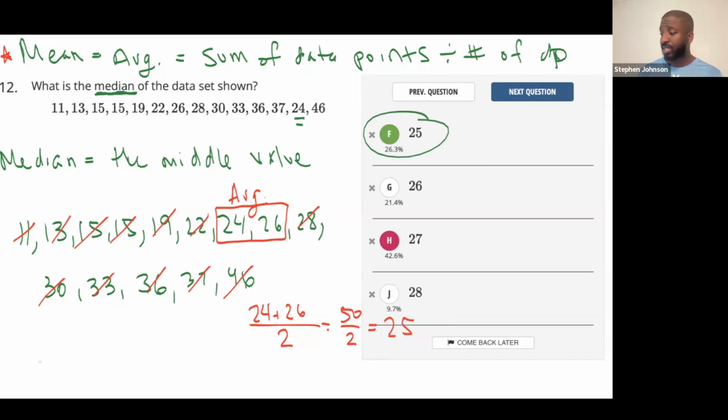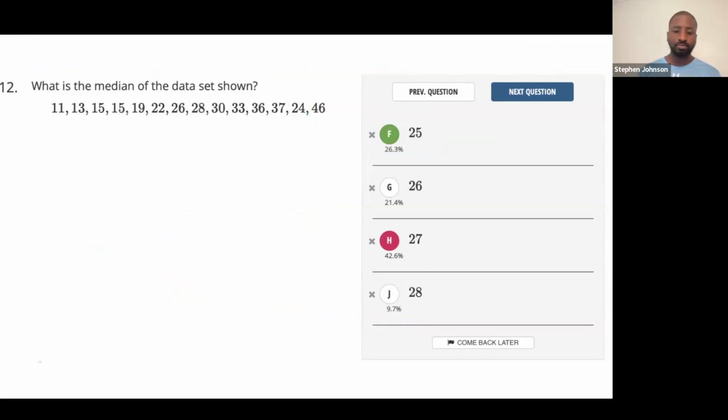And very interesting, we can see that 42.6% of students chose 27. So a larger percentage of students on this platform chose the wrong answer, which is the same answer this student chose, versus the correct answer. And I'm pretty certain it had to do with the fact that this 24 was out of place. So just be mindful of that on the ACT. Be mindful of the fact that if you're getting a question about median, the order does matter. So just make sure things are in their proper order. All right, let's move on.